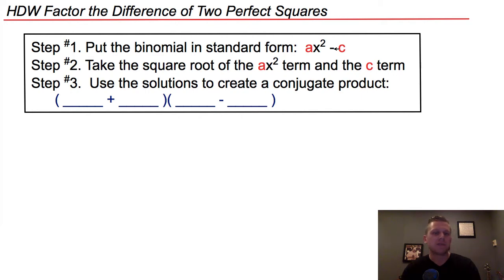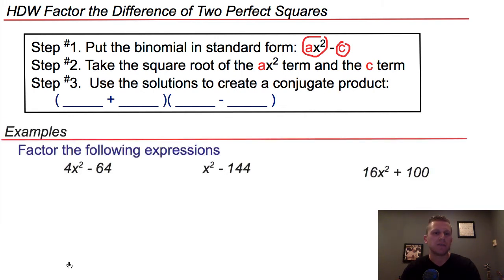When you want to factor with the difference of two perfect squares, what you should do is just take the square root of the ax squared term, that first part, and then take the square root of the c term. After you've taken those square roots, you're going to use those solutions to create a conjugate pair. I'll show you what I mean in a few examples.